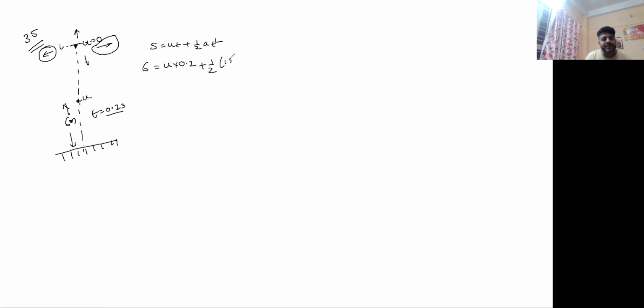Half, this is 10 into 0.2 square. You can use this one also because all are downward, so you can take all this negative. You can use this also: -6 is u into 0.2 plus half minus 10 into 0.2 square. Taking this is better in my opinion, because always we prefer just a single convention, that downward is negative, upward is positive. And when you become mature, for small things we can do it normally also.